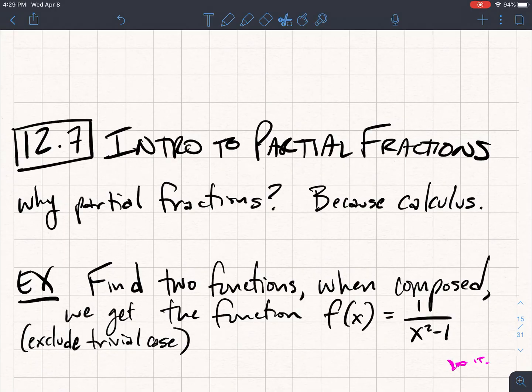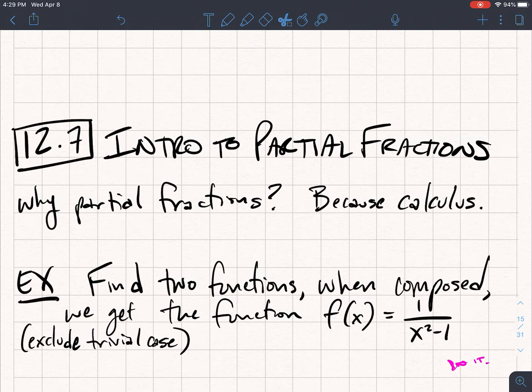Hello UMTYMPers, this video is for section 12.7, Introduction to Partial Fractions. What's a partial fraction? Why do I have to study this? The short answer is partial fractions are very, very handy for certain problems in calculus. So we're going to do this a little bit. You'll use this skill quite a bit when you want to do certain integrals next year.